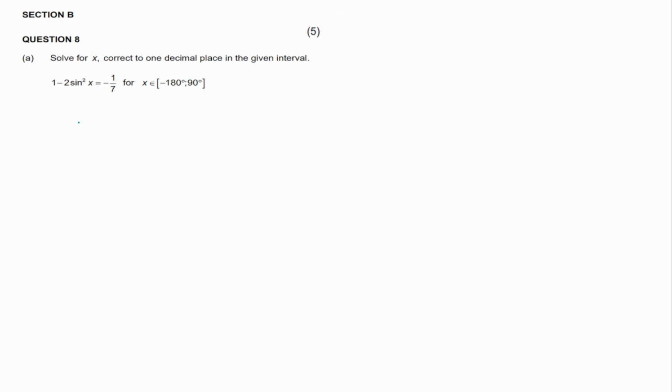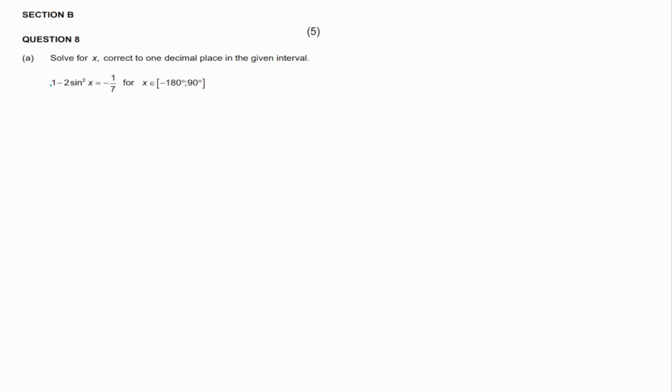That was the first half of the paper, and now we're heading over to section B. There's going to be a lot more trig from now on. Here we have question 8: we have to solve for x correct to 1 decimal place in the given interval. You should be able to tell that we're doing trig general solutions, but in this case it's a specific solution because they give us a specific interval. We know it's under the section of trigonometric equations. Okay, so let us get into that.